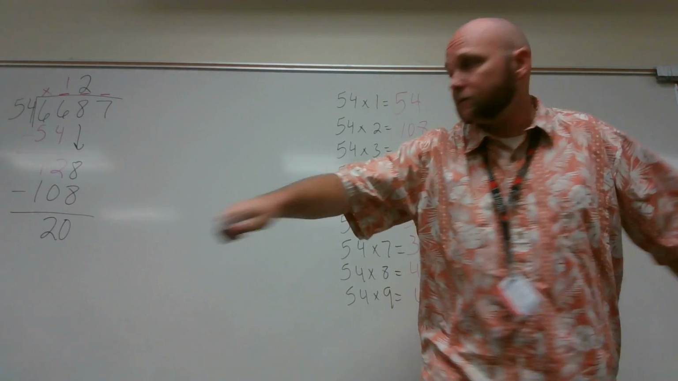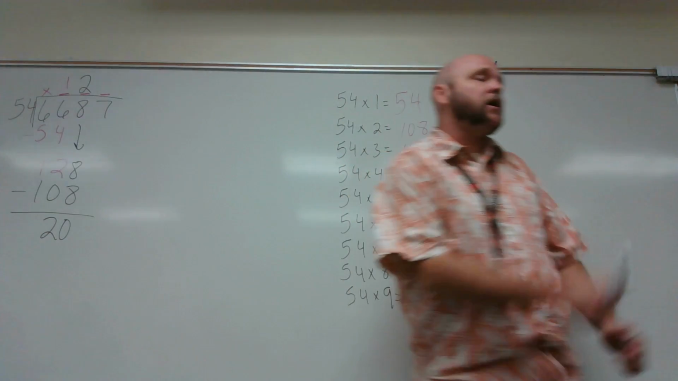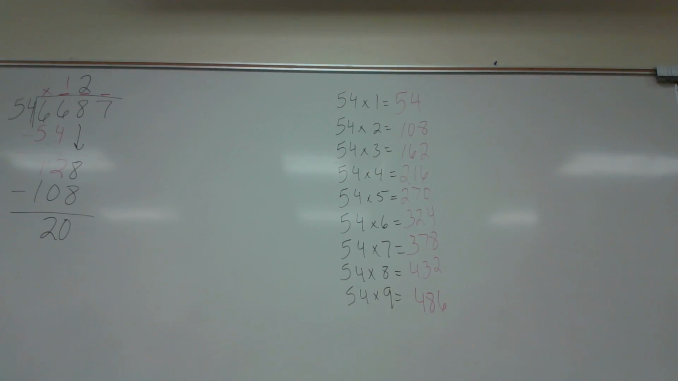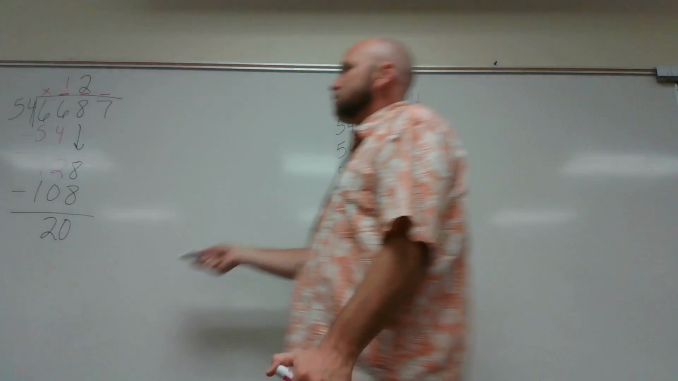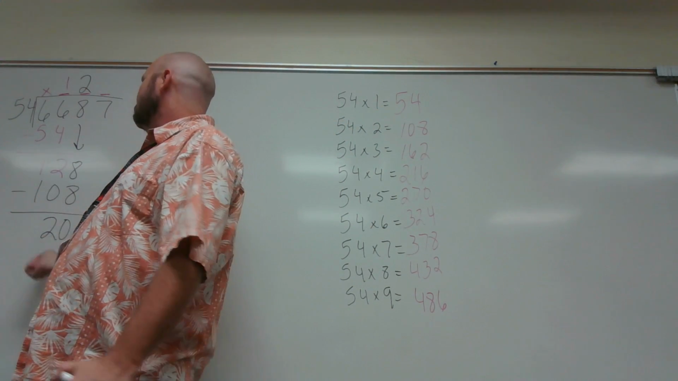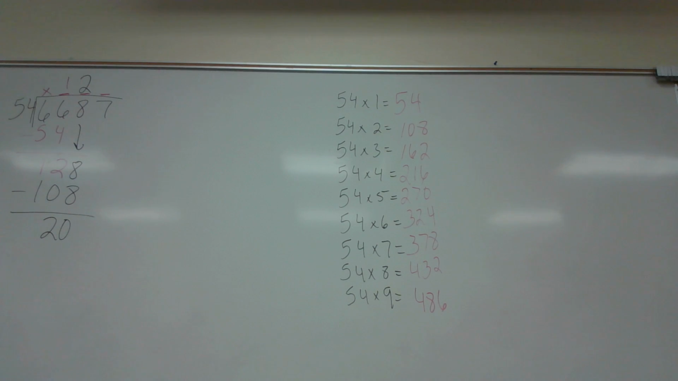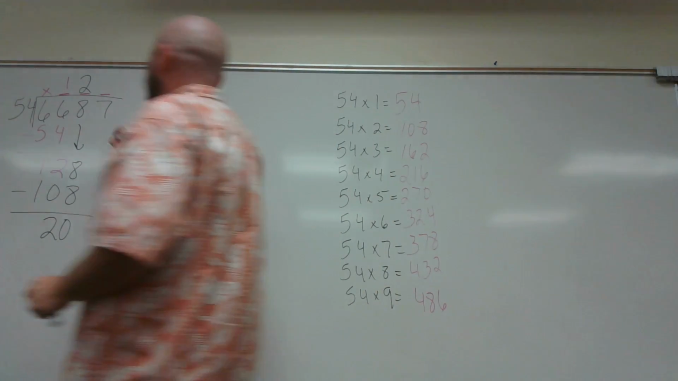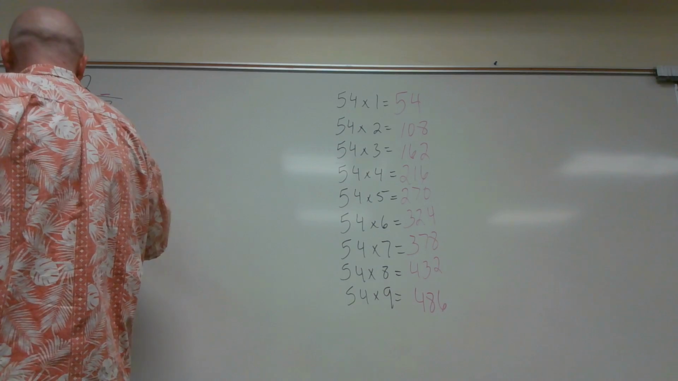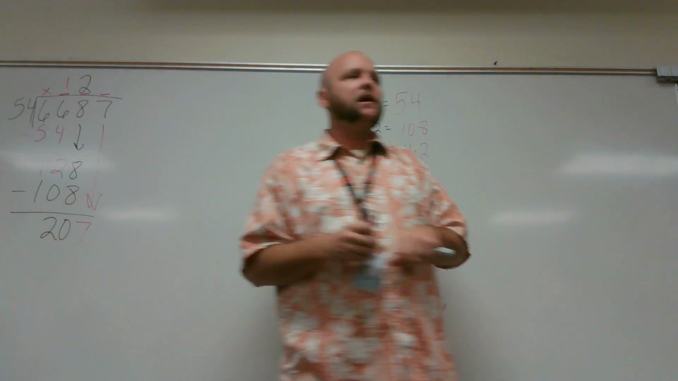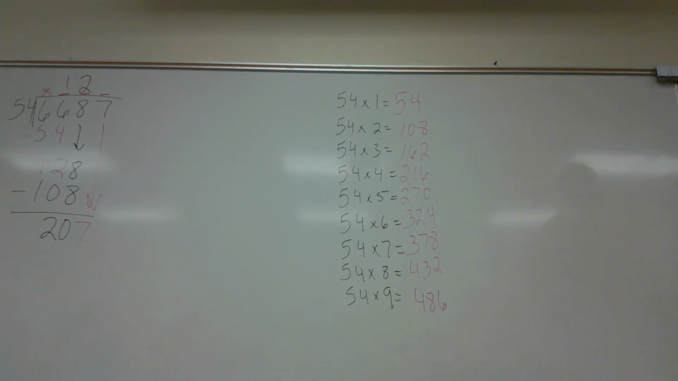Now, is that difference of 20 okay? Yes. Because as long as when I subtract my difference is less than my divisor, then I'm golden. Next, I bring down my 7. Now I'm taking 54 into 207.